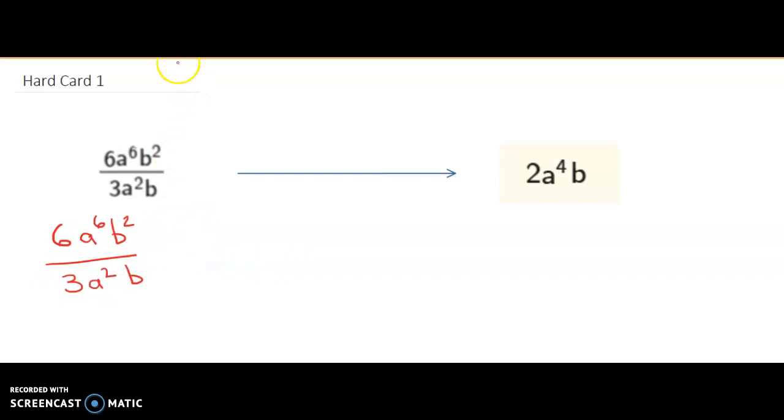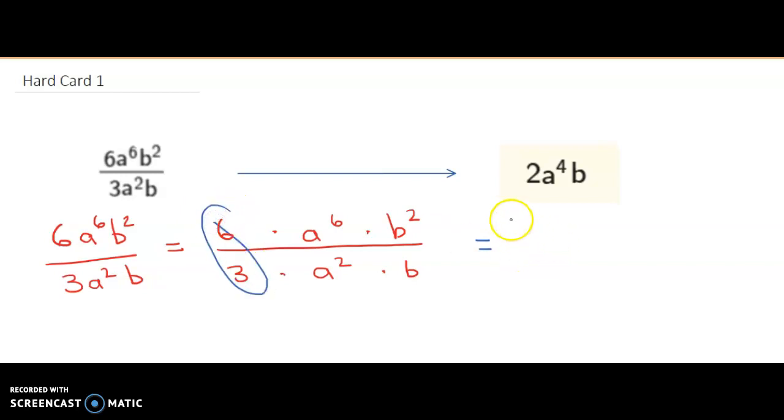Okay, now what I like to do is kind of separate these. So this is just 6 times a to the 6th times b squared. And the bottom is 3 times a squared times b. So I've kind of separated them out. And the reason I've separated them out is because I think it's a lot easier to look at this in smaller components. Okay, so I'm going to break them apart even more.